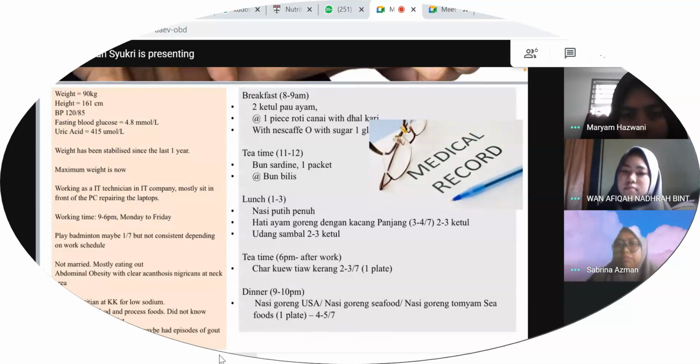Kan? He doesn't drink enough water, and he consumes a lot of purine. That actually triggers the gouty attacks. Faham semua? Faham. Okay, good. Alright, so ada apa-apa soalan before I leave this group?